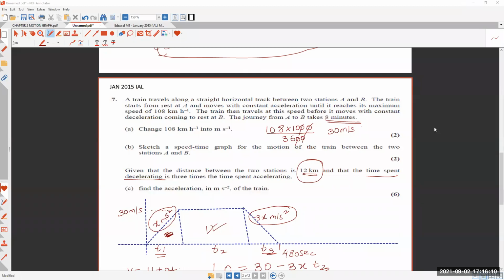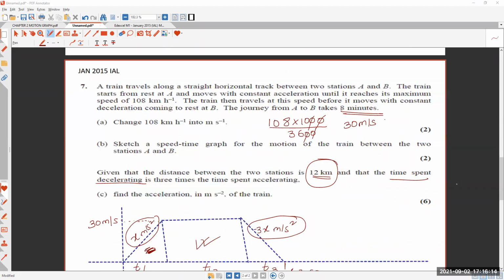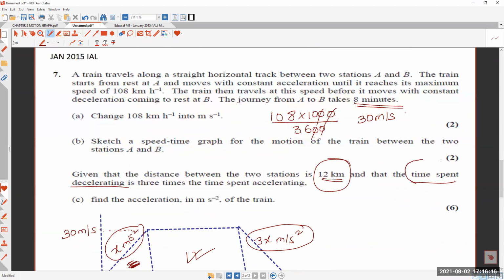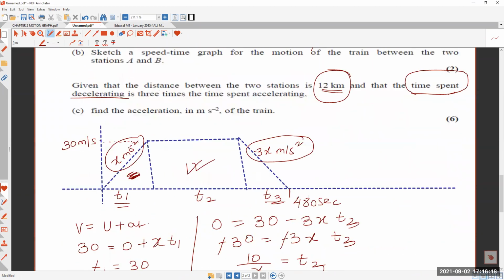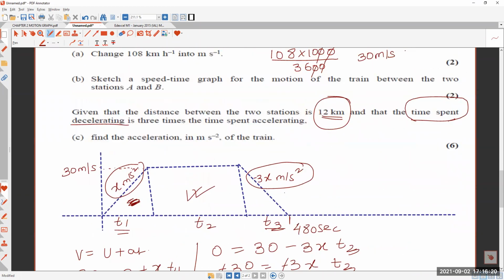Okay guys, I made a very big mistake over here. They wrote here the time spent, so there is supposed to be a time over here, and I made the mistake of taking that the deceleration is 3 times the acceleration. That is the one thing I made a mistake on. So I have to rectify the mistake now. I think it is going to be a very costly rectification, but let's try doing it.